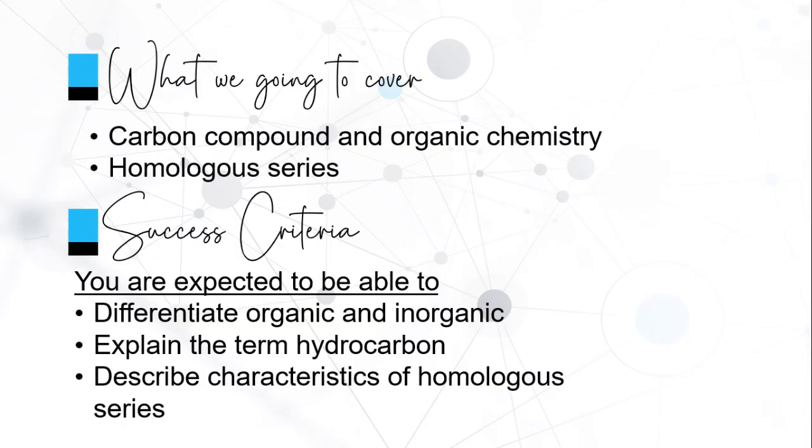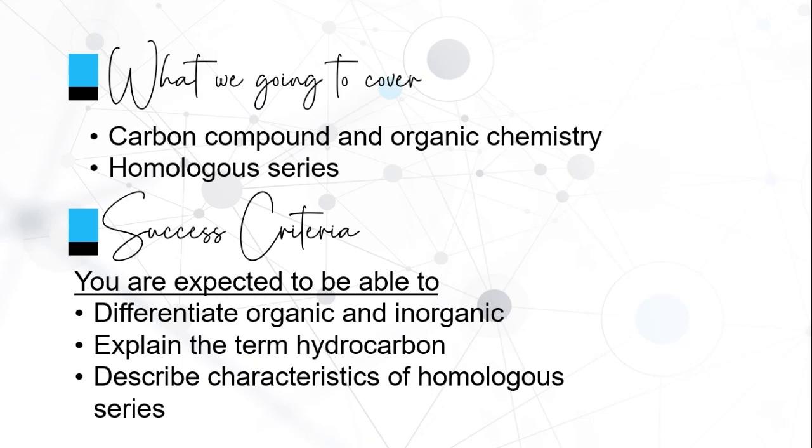We're going to cover two basic introductions for the topic. In the first part of the lesson, we're going to explore carbon compounds and organic chemistry, or organic compounds. What do these two terms mean, and how are they related to one another? And in the second part, I'm going to introduce the homologous series, the characteristics, and a basic summary about the homologous series.